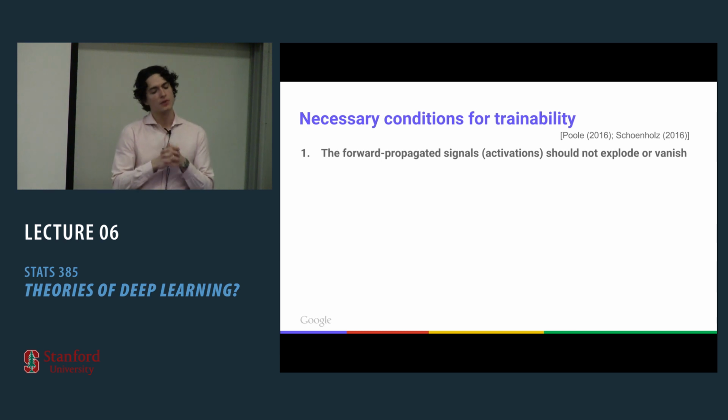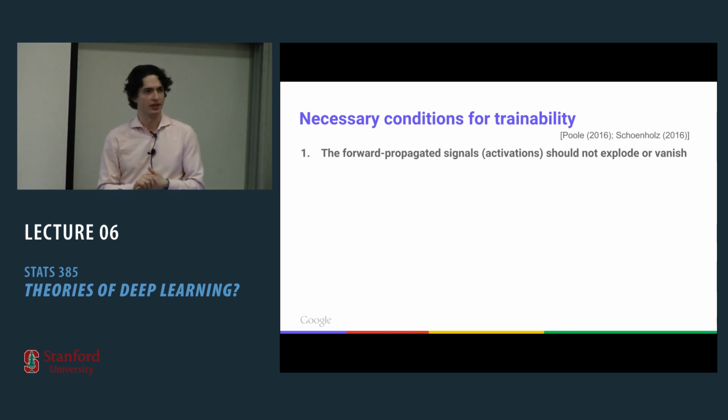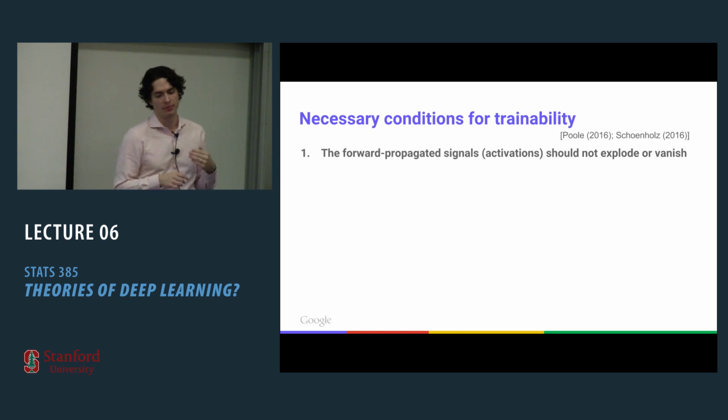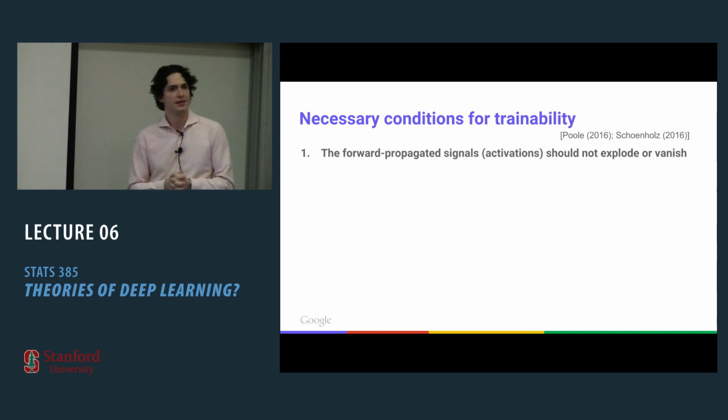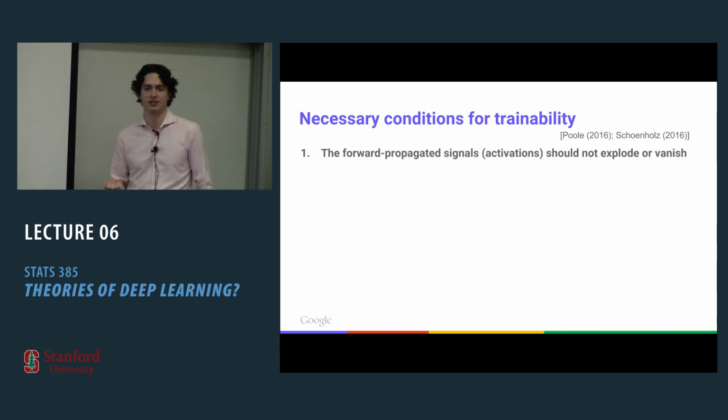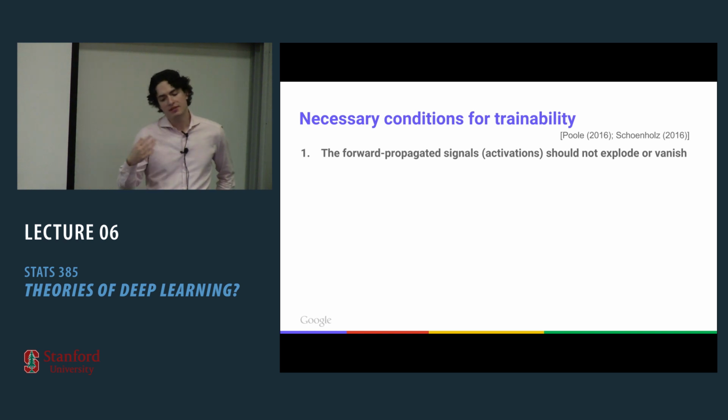So before digging into the details in random matrix theory, I should highlight some recent work by Ben Poole and Sam Schoenholz investigating necessary conditions for trainability. And I think these conditions are probably not very controversial and are fairly intuitive. But let me go through them in detail, because I think it's pretty useful. So the first necessary condition is just that the forward propagated signals don't vanish or explode with depth, as you get to very deep networks. And I think even if for no other reason than numerical precision issues, this is a necessary condition.